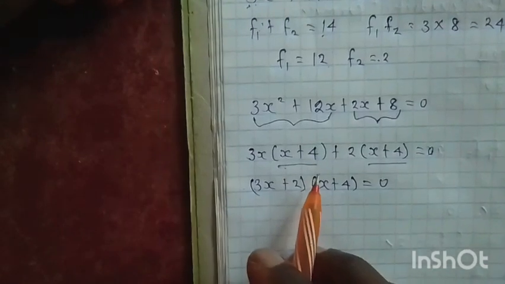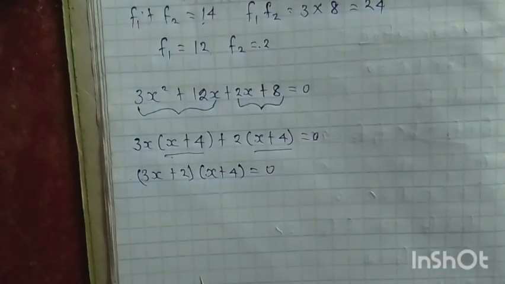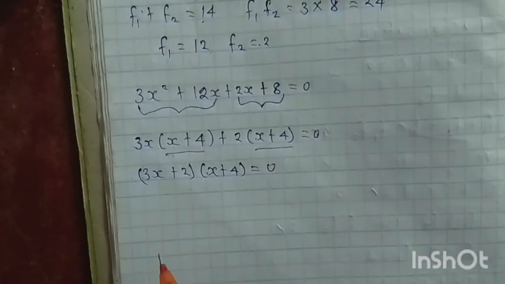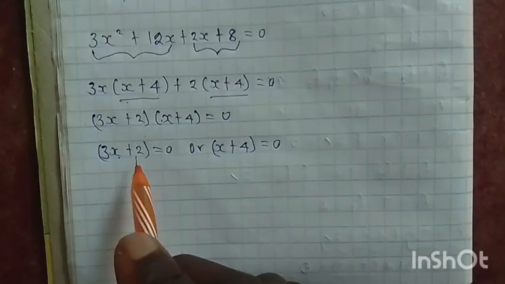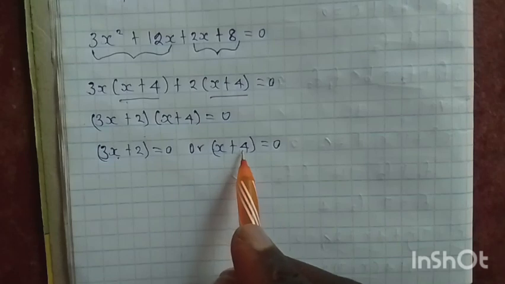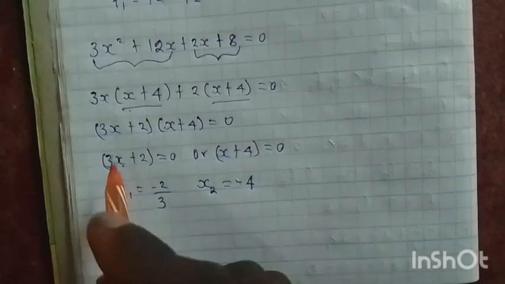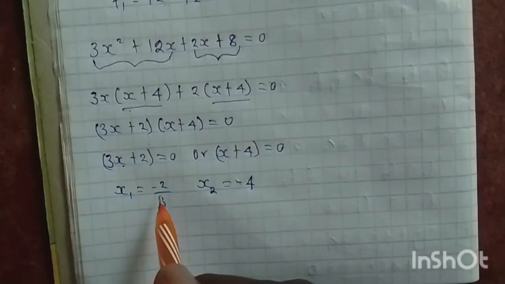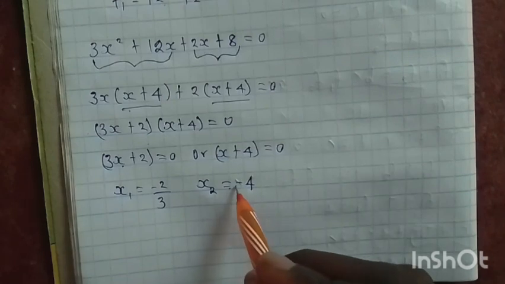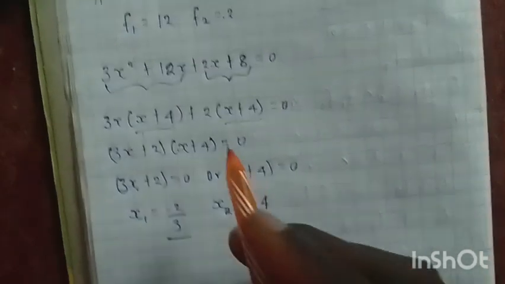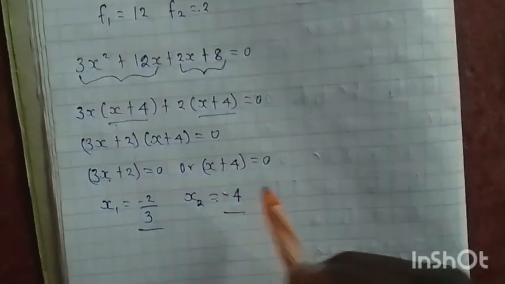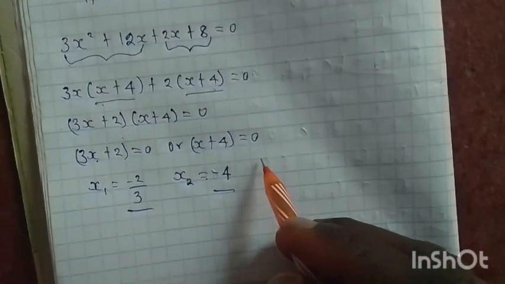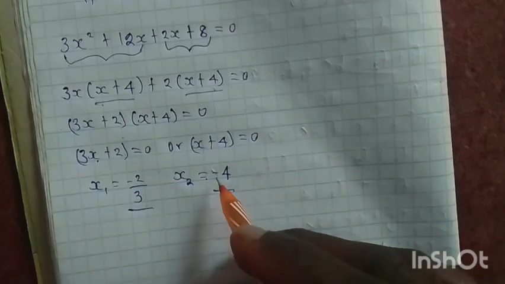And now our condition is that either of the numbers is 0. It is either 3x plus 2 is 0 or x plus 4 is 0. So therefore the value of our x1 is negative 2 over 3 and the value of our x2 is negative 4. So these are the roots of this equation. So by that we are now well equipped with the factorization method.